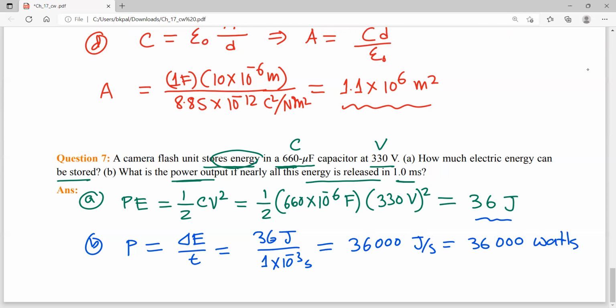All right, so with this we are done with this chapter's classwork problems, and next I'm going to start chapter 18.